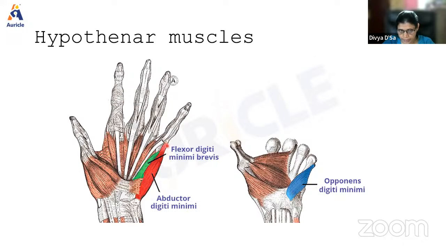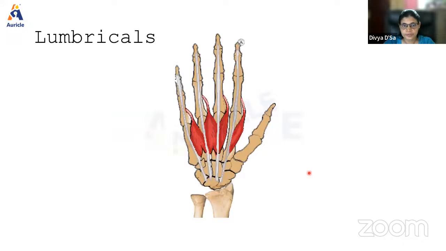Then flexor digiti minimi brevis. It has the origin from the flexor retinaculum as well as from the hook of the hamate, and it gets inserted on the ulnar side of the base of the proximal phalanx of the little finger, along with the abductor. So it brings about flexion. Then we have the opponens. It is from the flexor retinaculum and hook of the hamate. It gets inserted to the medial surface of the shaft of the fifth metacarpal bone. So it brings about opposition of the little finger with the other fingers.